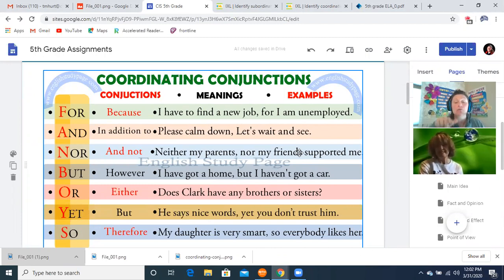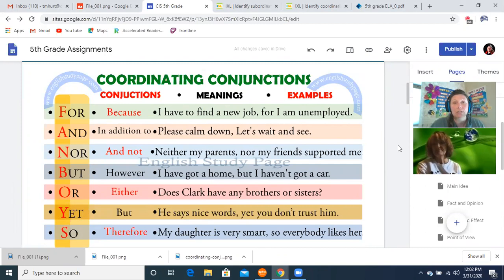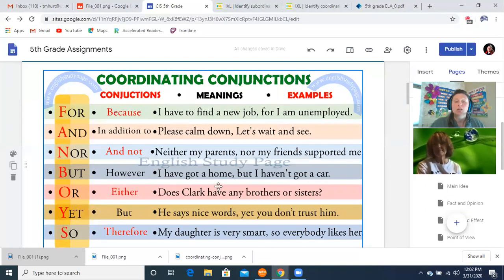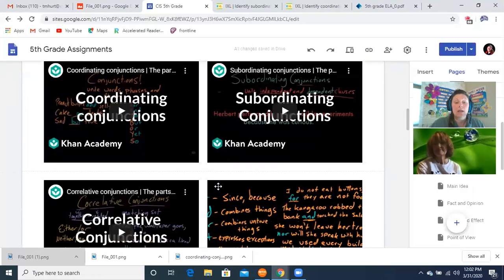I'm going to show you the site first, and then we'll go over it because this lesson is a little bit more difficult than you're used to. We have already talked about this some, but it's something that you definitely need to take notes on. Here we have put 3 videos. There are 3 different kinds of conjunctions that we're going to talk about.